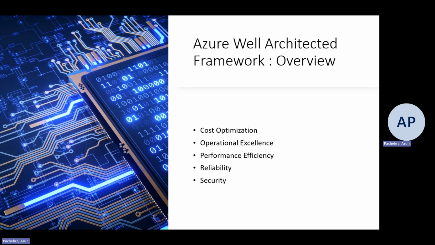It consists of five key pillars of the Well Architected Framework. These are the guiding principles. You go one by one and you will come to know whether your architecture is Well Architected Framework aligned or not. So let's have a brief overview.